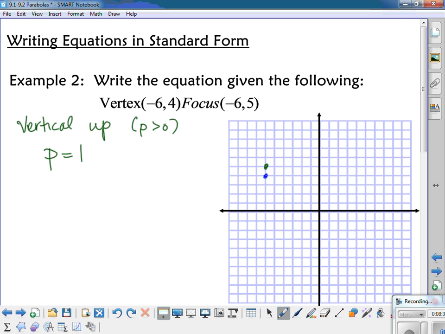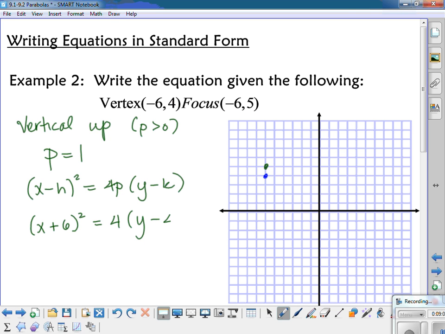So since it's vertical, that means it's x minus h squared equals 4p times y minus k. So I just plug in what they gave me. The vertex h is -6, so it's going to be x plus 6 squared. And then 4 times 1 is 4, and y minus 4. And that's your equation. So like I said, I'm not actually graphing it, I'm just using the graph to help me figure out what's going on with it. Questions?